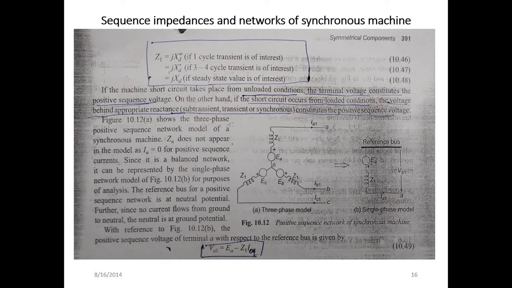So if we have to represent the same model in terms of the single phase model, then it will be EMF in series with the impedance, and voltage is applied across this EMF and reactance. So what is the formula for positive sequence voltage? Va1 is equal to Ea minus Z1 into Ia1. Sorry, Z1 into Ia1.